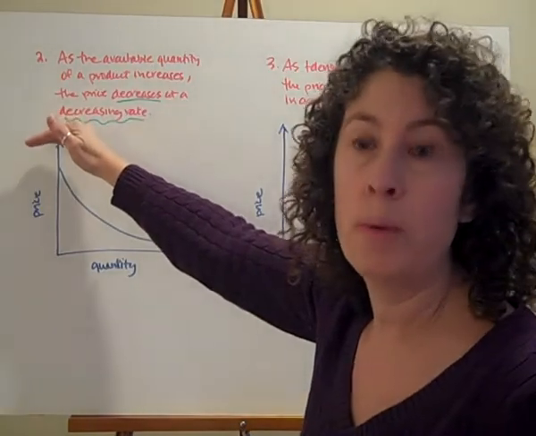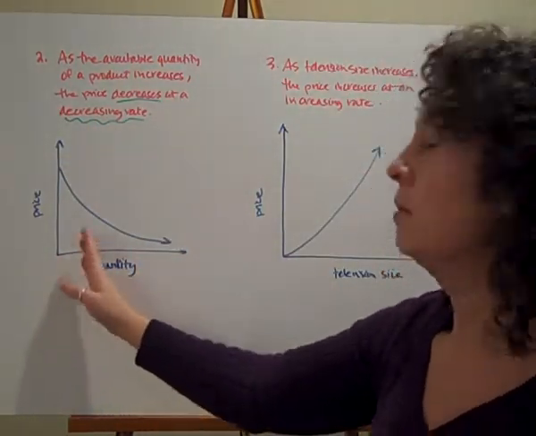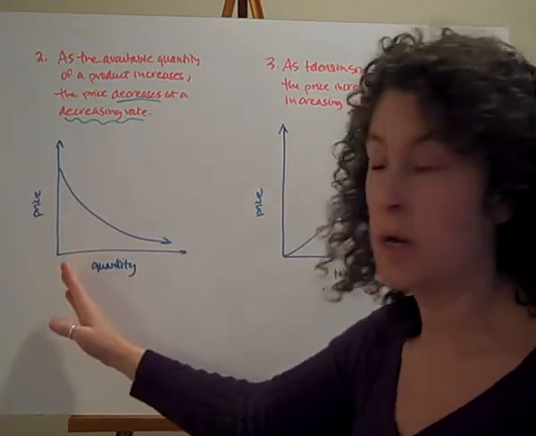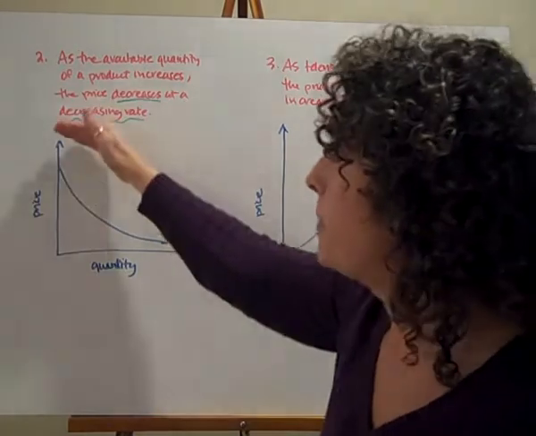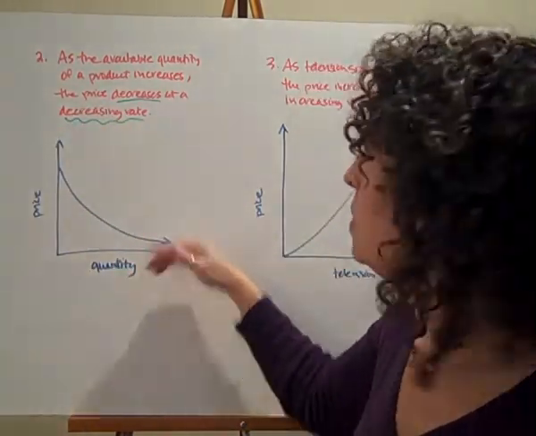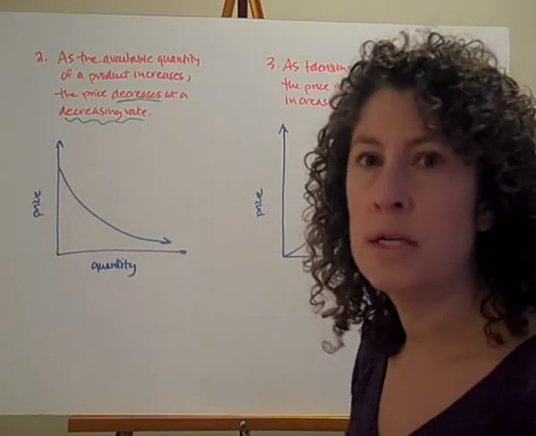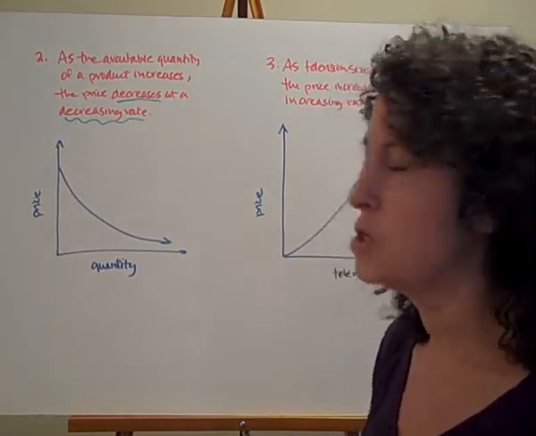So I should start up with my price and my price should go down. So as my quantity increases, one of whatever this product is, 2, 3, 4, 5, 100, as my quantity increases, my price decreases. So my price should start up high and end down low. But it's telling me a decreasing rate, which means that my rate is not a straight line. So this isn't going to be a straight line.